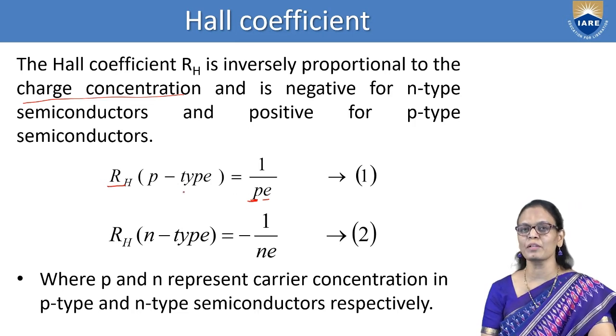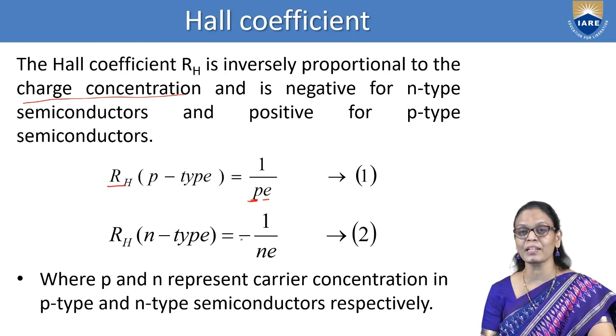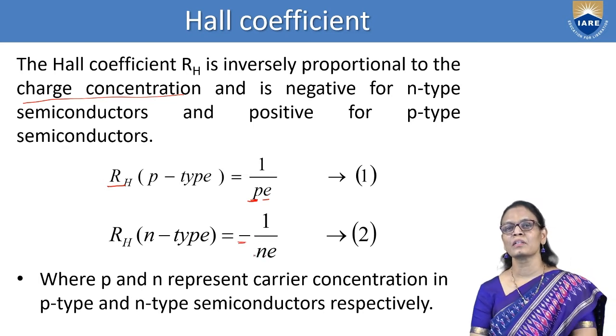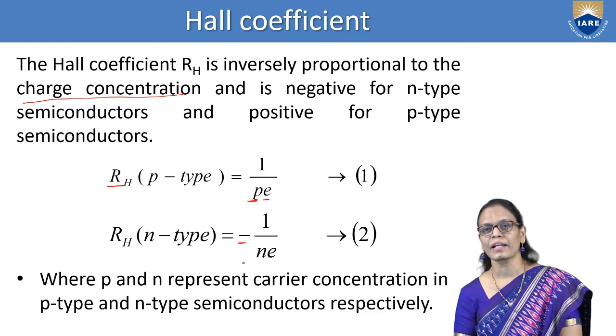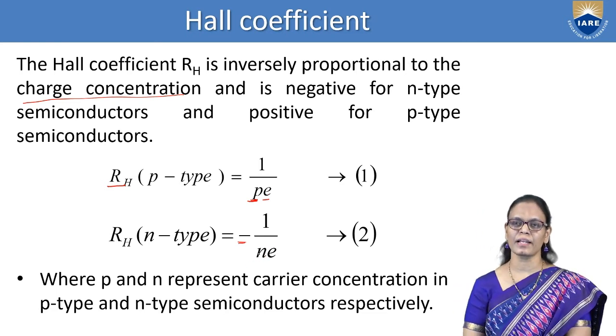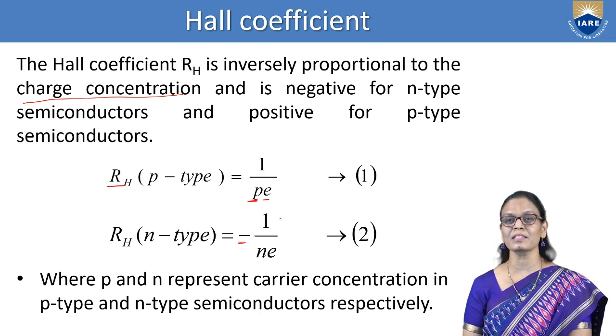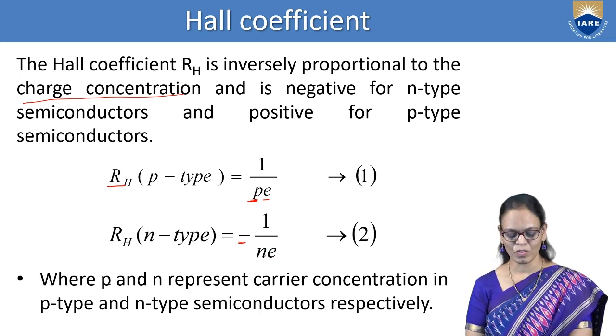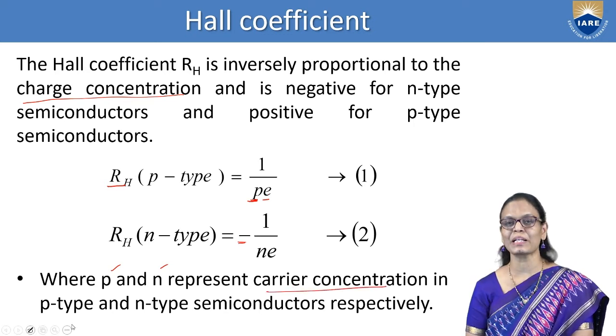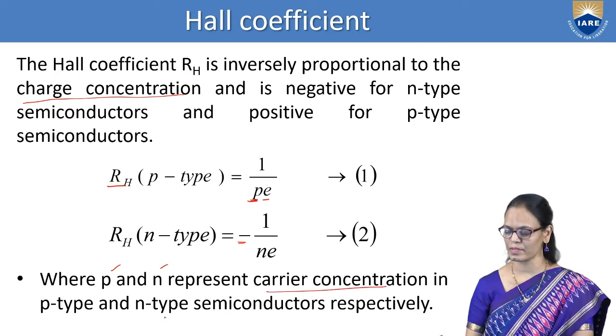So RH in p-type is given by 1 upon pe and RH in n-type is given by minus 1 upon ne. You will have a negative sign because in n-type the majority carriers are electrons and the current is due to the electrons. So we have minus 1 upon ne. What p and n represent is the carrier concentration in p-type and n-type semiconductors.